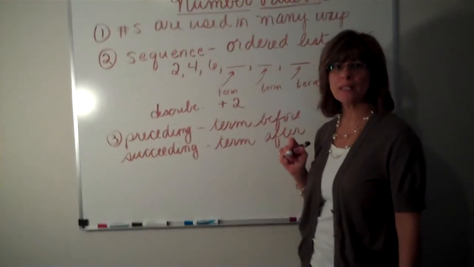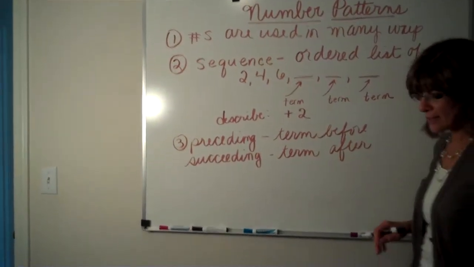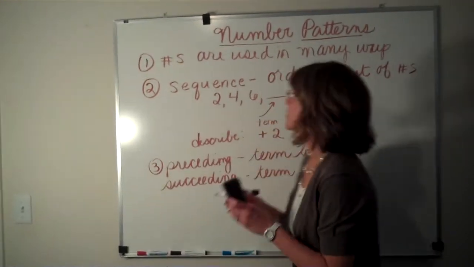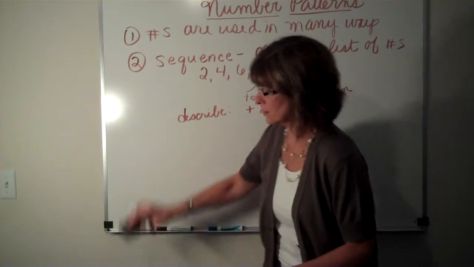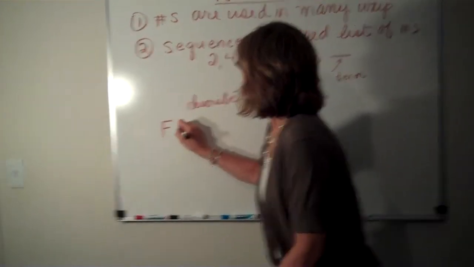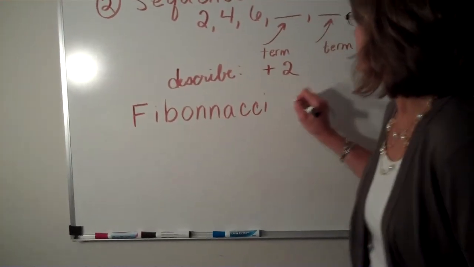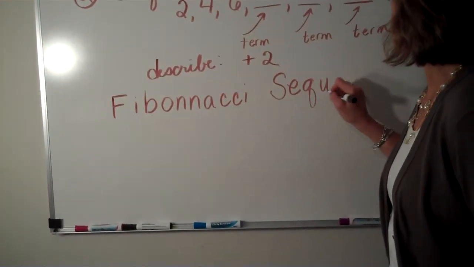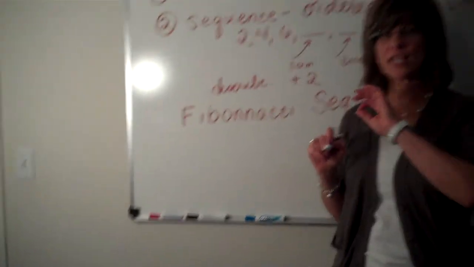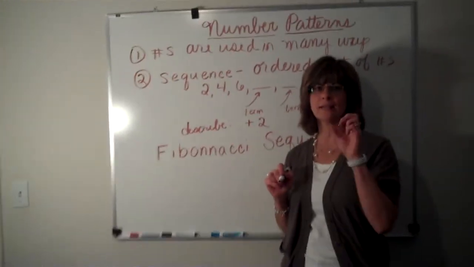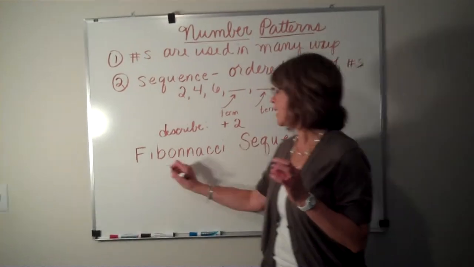Now, we do have a special type of sequence that we're going to talk about right now, and that sequence is called the Fibonacci sequence. Sometimes you see it spelled differently. And the Fibonacci sequence is one that's used in a lot of different places, and it's used in nature. You'll see it in nature.